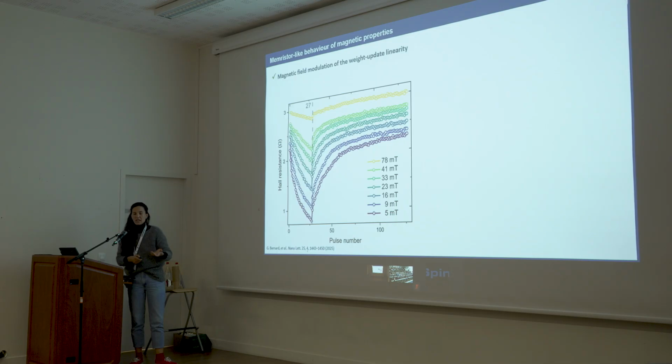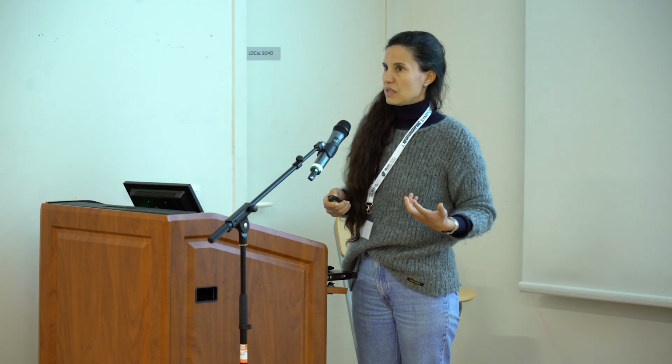And then if we redo the experiment with much higher magnetic fields, we see that the profile of this curve is changing. So if we want to see this as a synaptic element, this will be our weight update profile. And we can see we can change the linearity of the weight update profile with an external signal. We found this very interesting because, we know from the memristors community that getting a linear weight update profile can be a little bit tricky.